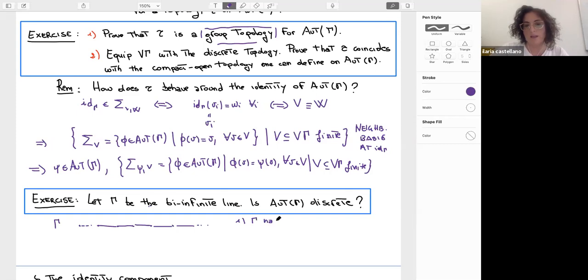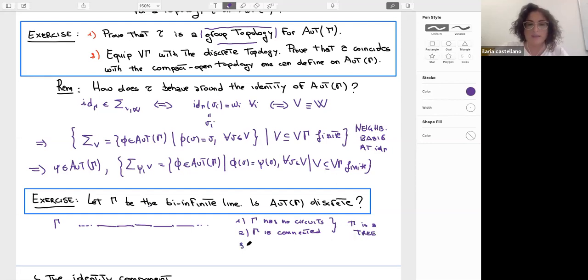So gamma has no circuits, so there are no closed paths here. Of course, gamma is connected. Sorry, it's quite slow, the sharing of the screen. And these two things together just tell me that gamma is a tree. We call a connected graph with no circuits a tree.